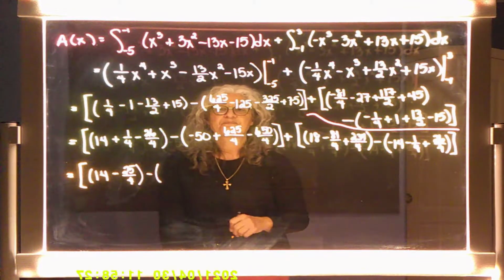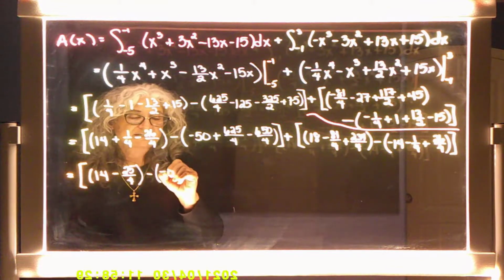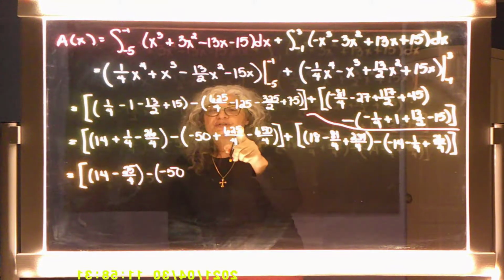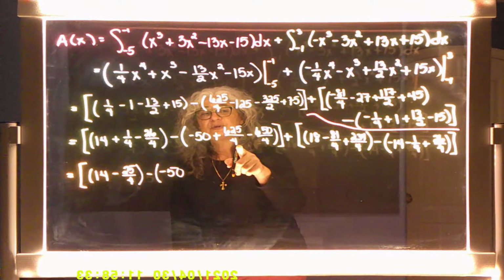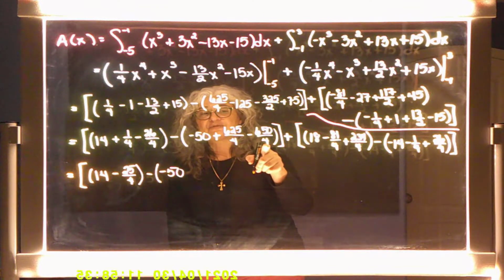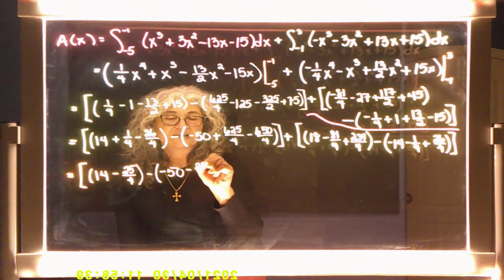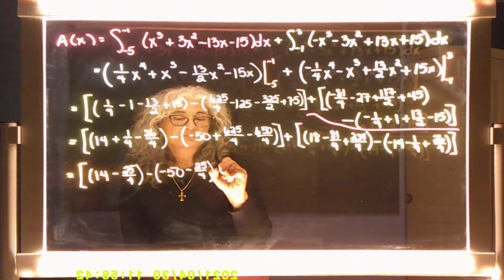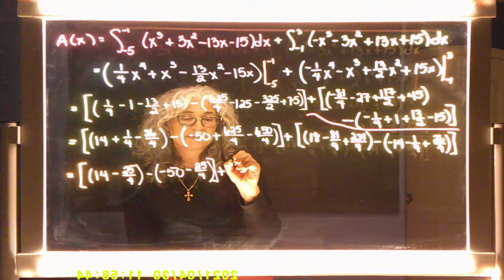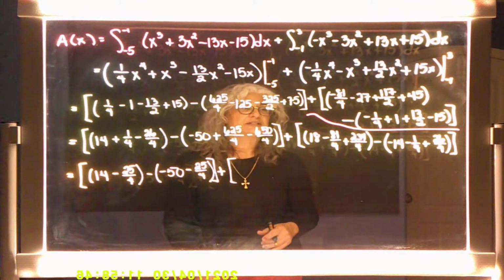Minus. I have a negative 50 in that second parenthesis. Do you notice the positive 625 over 4? Minus 650 over 4. What do you get? Good. Minus 25 over 4 plus. Now we're going to deal with that second part, right?